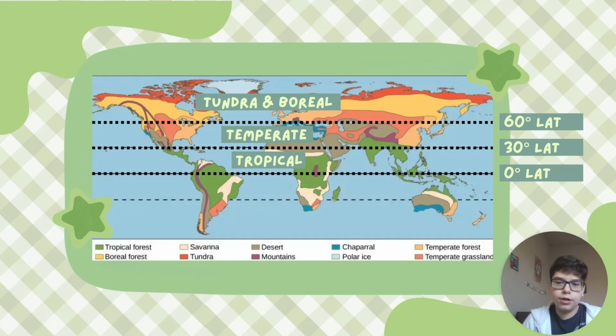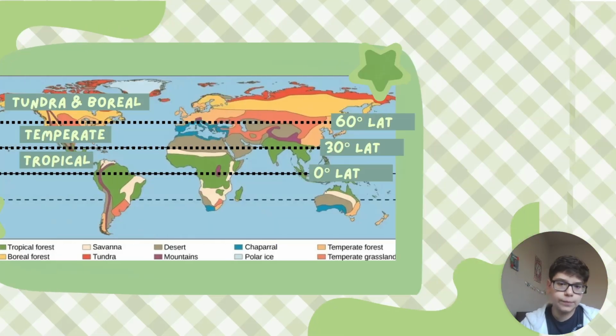Lastly, 60 degrees latitude and above is where you'll usually find things like the tundra and boreal forests. Tundra and boreal biomes are a lot colder, so you're going to see them towards the top. Notice that some things like mountains can be scattered throughout. Remember that not all biomes follow this pattern, but this is a really good predictable way to use.